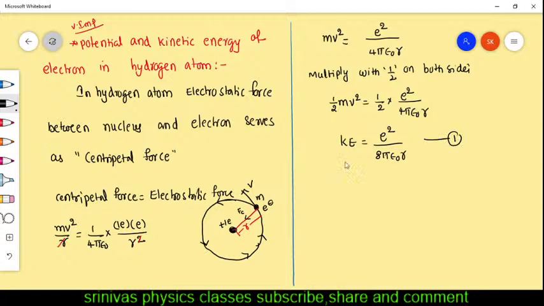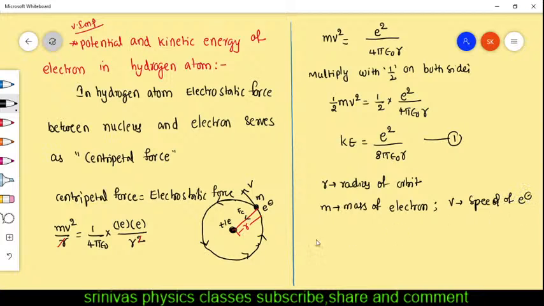And r is what in this? r is the radius of the orbit, m is the mass of the electron, v is the speed of the electron, and KE is half mv square, the kinetic energy of the electron. Right, we got the kinetic energy.